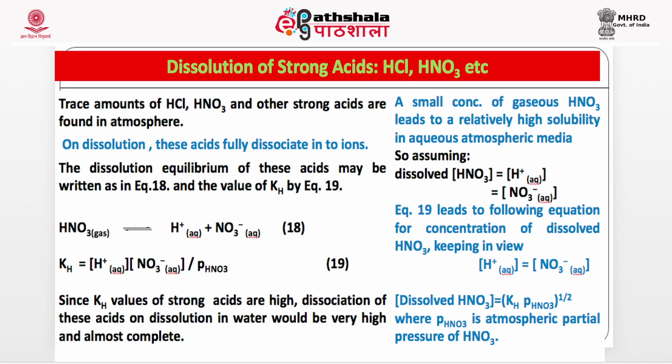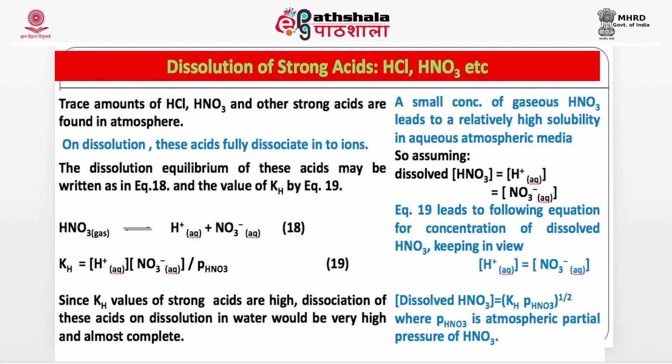From this you can find dissolved HNO3 equals this. Dissolved HNO3 equals H plus equals nitrate, because it dissociates 100%. So, instead of H plus we can write here HNO3, and in place of nitrate we can write HNO3. This becomes HNO3 square. So, KH equals HNO3 square upon PHNO3, or KH into PHNO3 equals HNO3 square. Therefore, dissolved HNO3 equals the square root of all this.